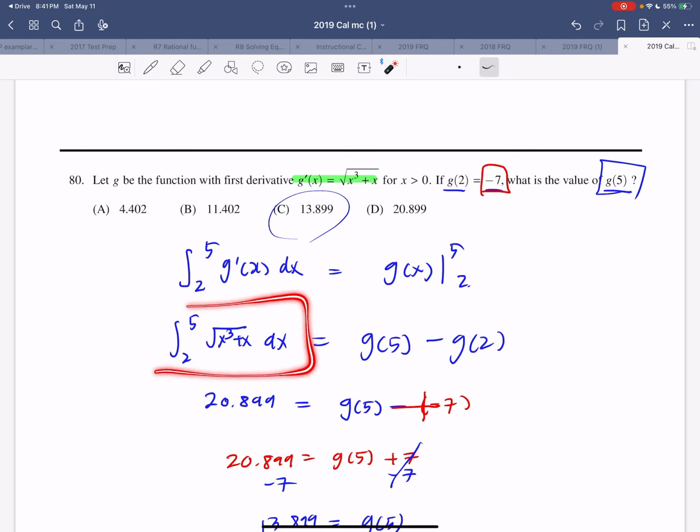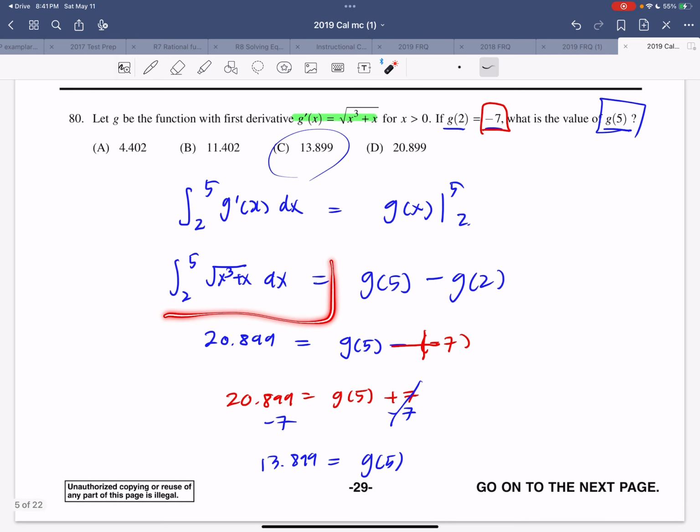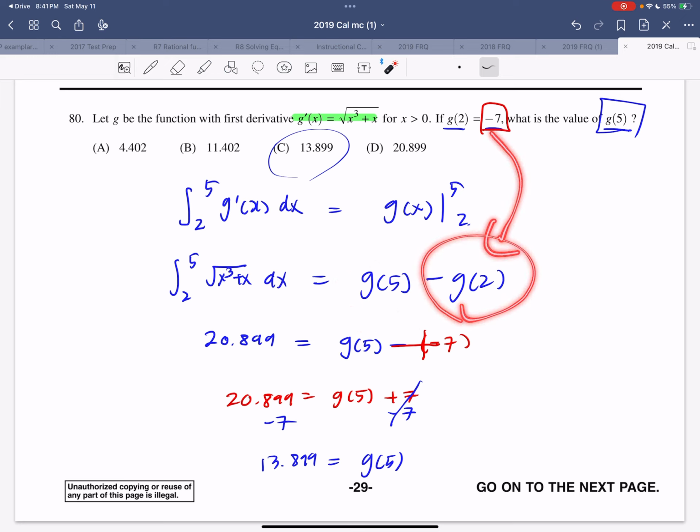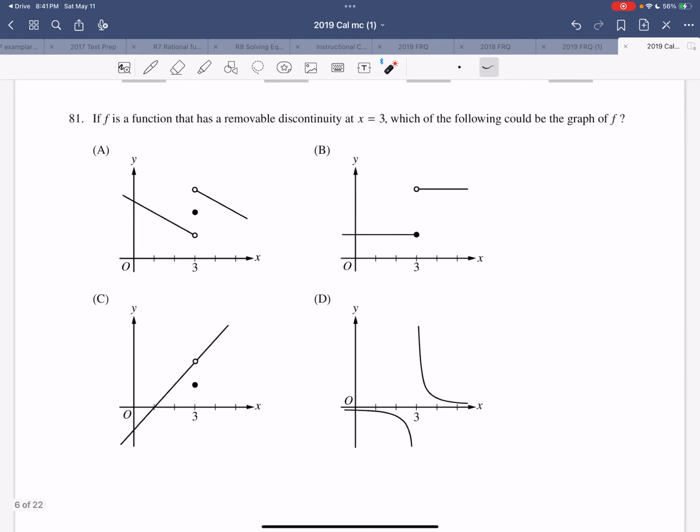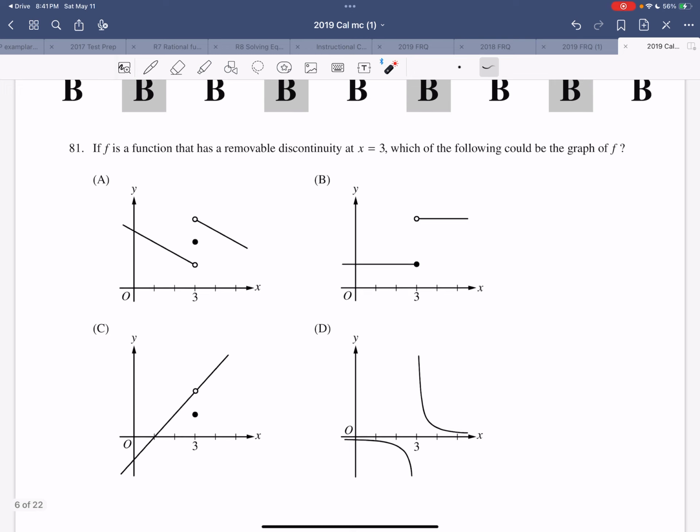But usually, since we don't know what g of 5 is, but we know what this is, I just plug this one in as a 7. This one I just used the calculator to get. And then I solve for g of 5. This is how you do it, and this one is pretty easy, okay? Now let's do 81. It's simple as well.